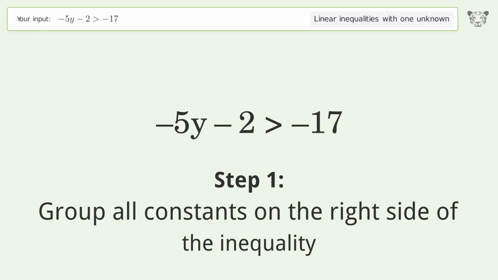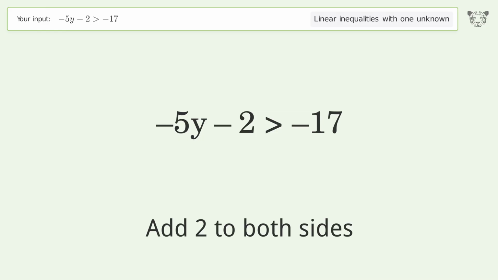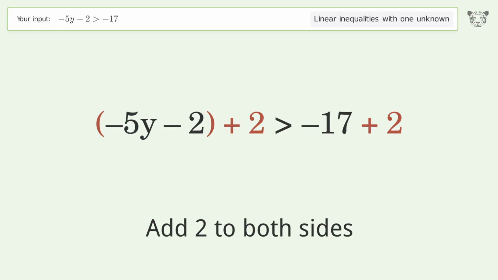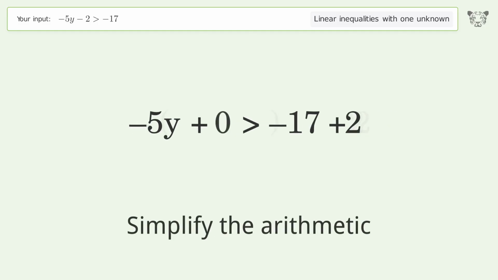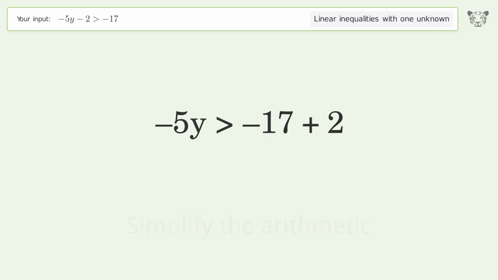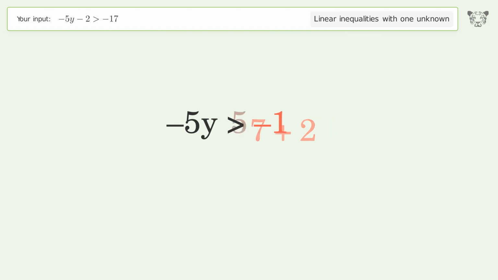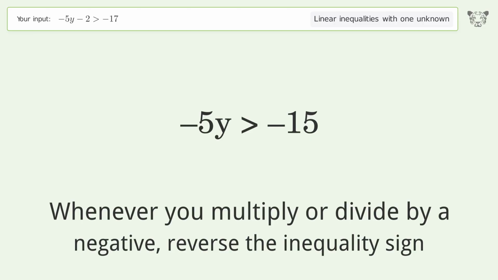Group all constants on the right side of the inequality. Add 2 to both sides. Simplify the arithmetic. Isolate the y. Divide both sides by -5. Whenever you multiply or divide by a negative, reverse the inequality sign.